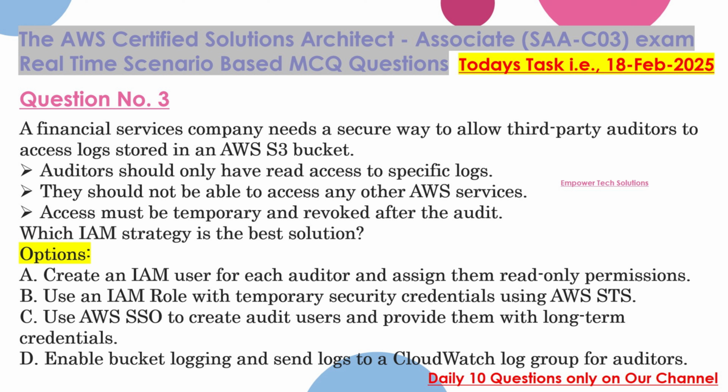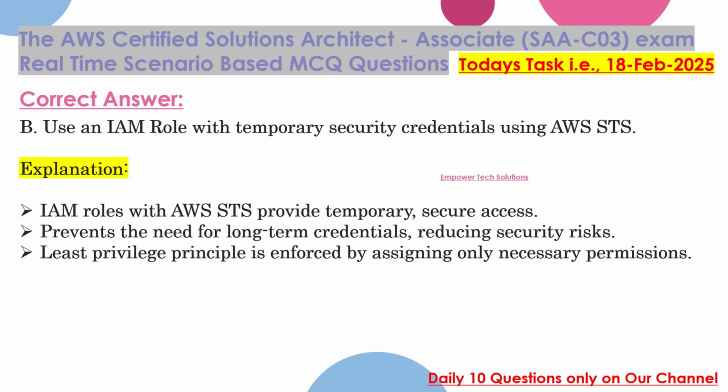Options: A. Create an IAM user for each auditor and assign them read-only permissions. B. Use an IAM role with temporary security credentials using AWS STS. C. Use AWS SSO to create audit users and provide them with long-term credentials. D. Enable bucket logging and send logs to a CloudWatch log group for auditors. Correct answer: B. Use an IAM role with temporary security credentials using AWS STS.